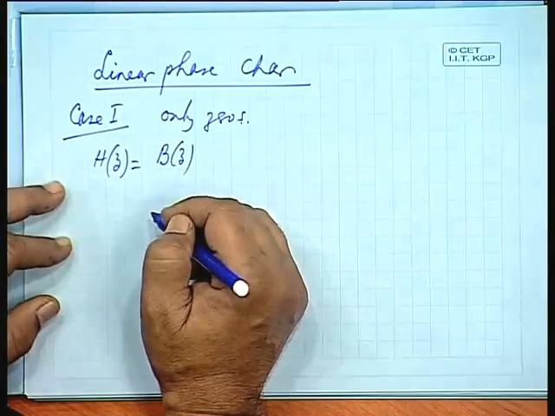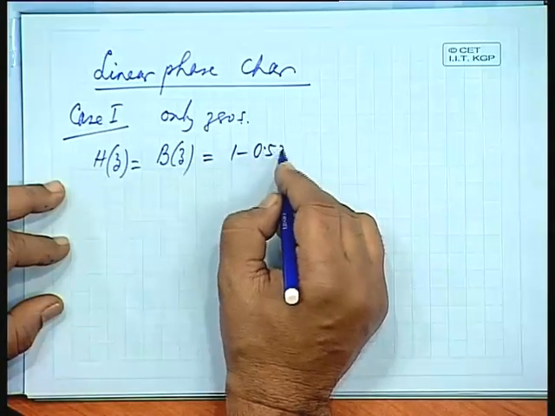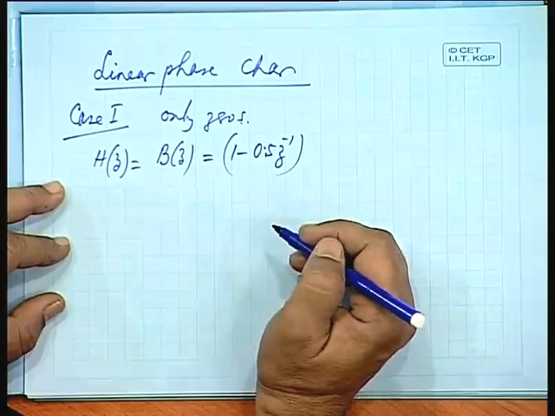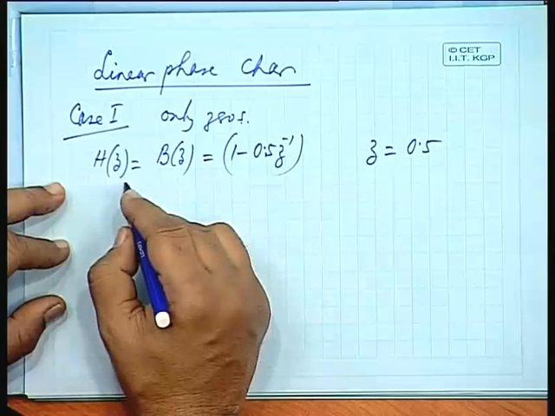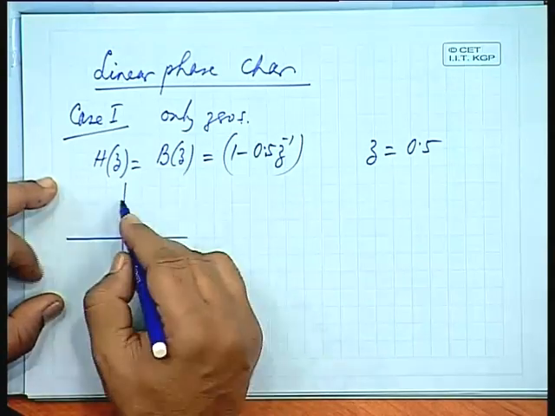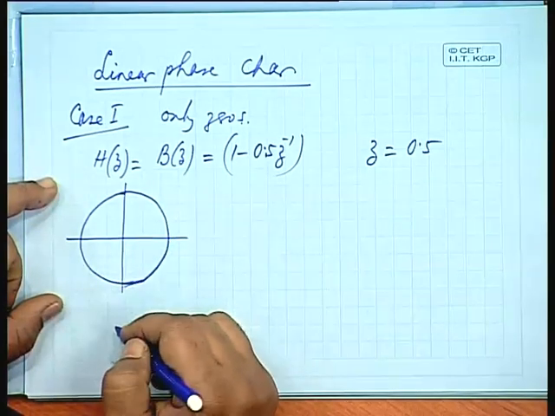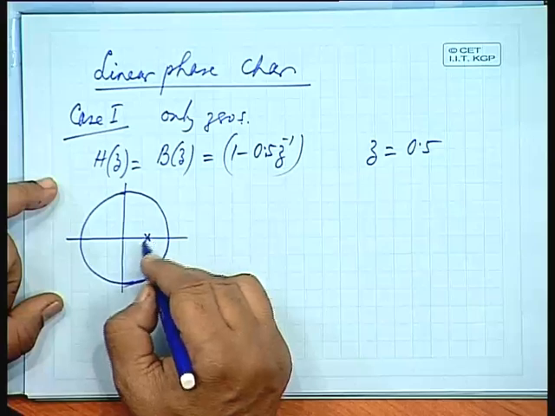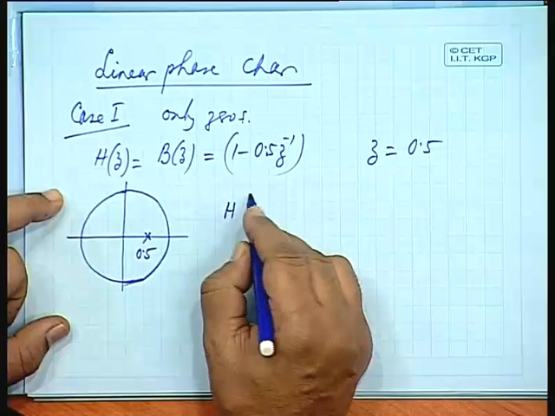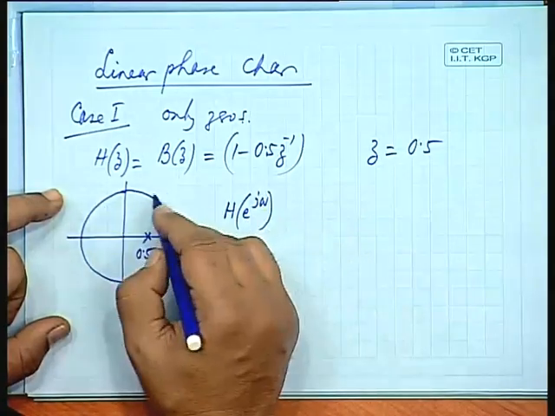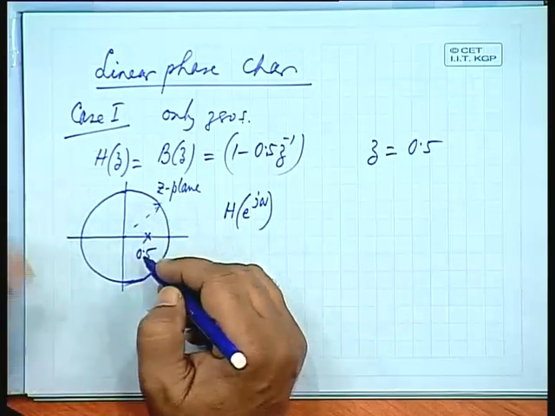All right. Let us take a very simple function, say 1 minus 0.5 z inverse. All right. That means basically z is equal to 0.5. Let us draw the unit circle. z is equal to 0.5. Is that okay? So, H(e^jω), this is the complex z plane, this magnitude is unity. This is a unit circle.